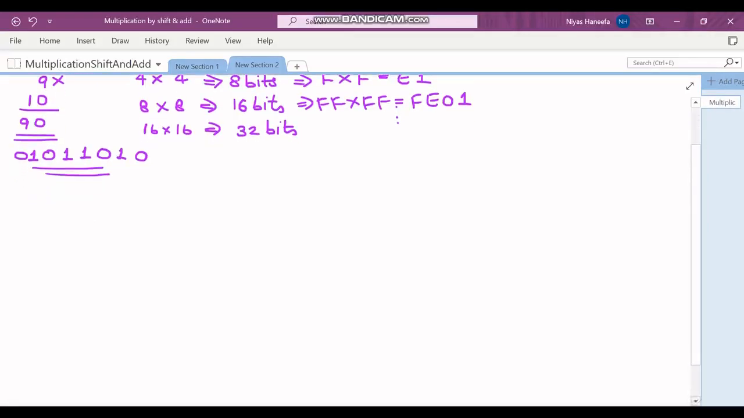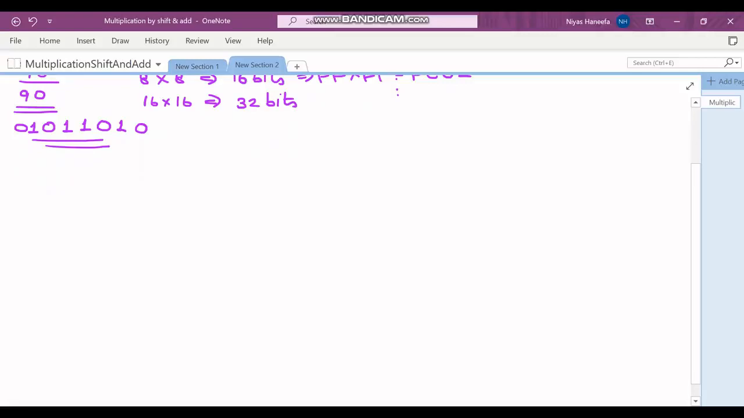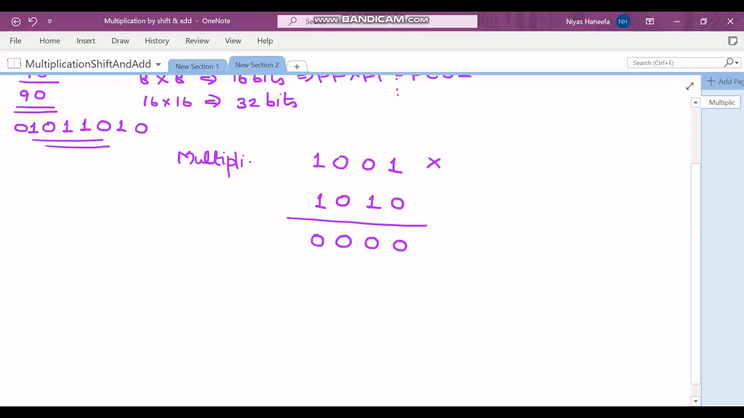So let us see how exactly we are going to do the multiplication. Let us take the same example, which is 9 by 10. So 9 is equal to 1001, multiplied by 1010. Let us do a regular multiplication. The first position is 0, so this becomes 0, 0, 0, 0. The first term is the multiplicand and the second term is the multiplier.